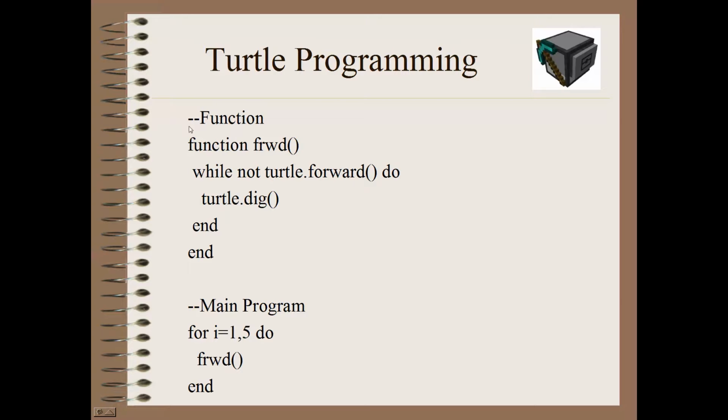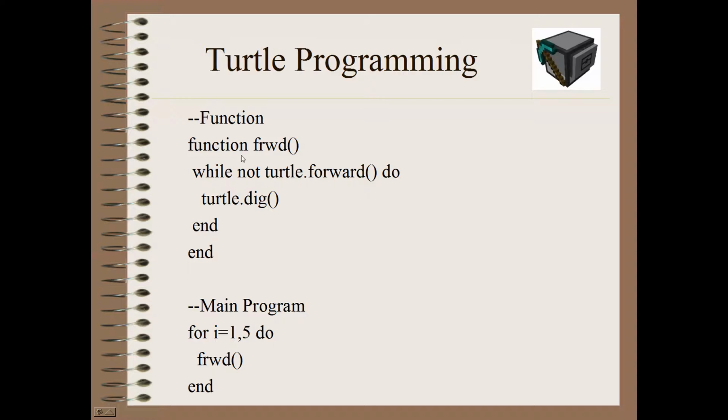Two dashes creates a comment. Comments are ignored by the program, but it helps the programmers later to go back and understand what they're programming. Once you get beyond a couple of pages, sometimes it becomes difficult to go back and debug or even determine what your intentions were. So here we have function.